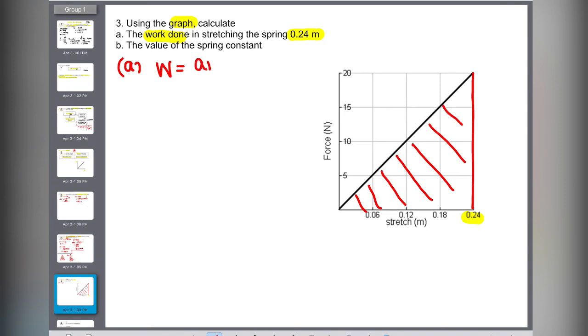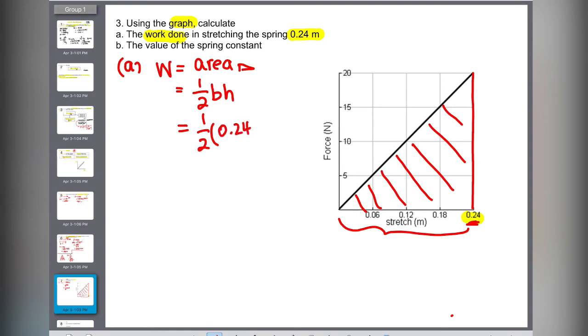So I'm going to say that it equals the area of a triangle. And I know a triangle is 1/2 base times height. So 1/2, the base, this is the base, so it's 0.24 meters. And the height is from 0 to 20 Newton. So 20 Newton. Okay, so 0.5 times 0.24 times 20. So I get 2.4 joules. Not going to ask you that. Maybe I should. Okay, so that's the first part.